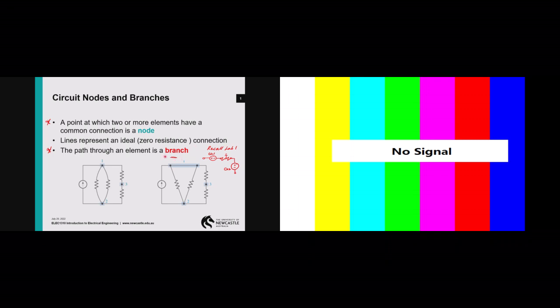Aside from branch, another thing you need to take note of is what is a node. A node is essentially a point at which two or more elements have a common connection. For instance here, how many nodes do we have? 1, 2, and 3. Nodes 1, 2, and 3. These are the points in which two elements have a common connection. This resistor here has a common connection with this resistor here, so this is a node, and this is also a node. And likewise, this has a common connection with this one here via this node, which is node 3.